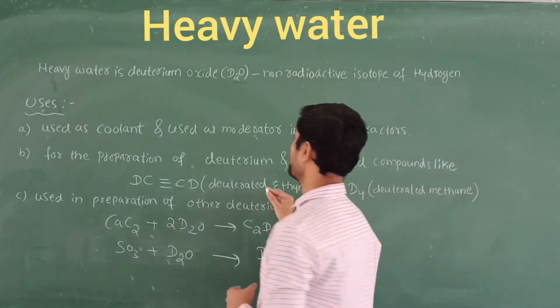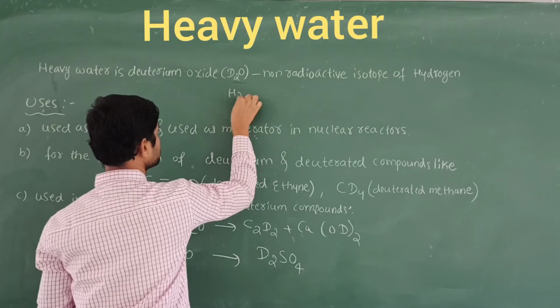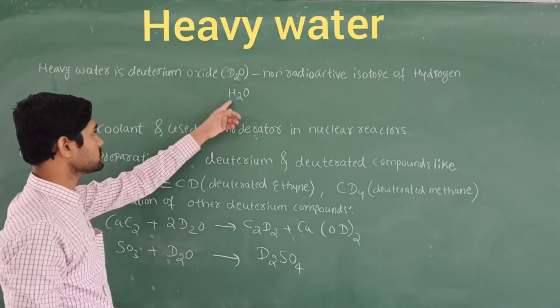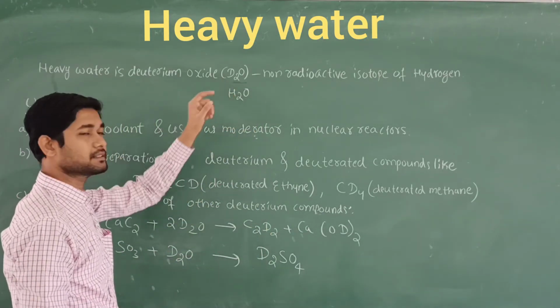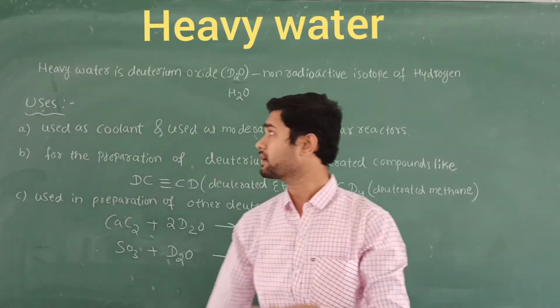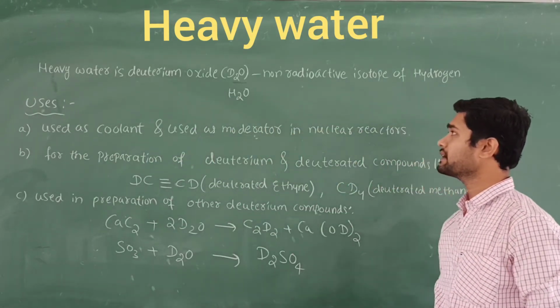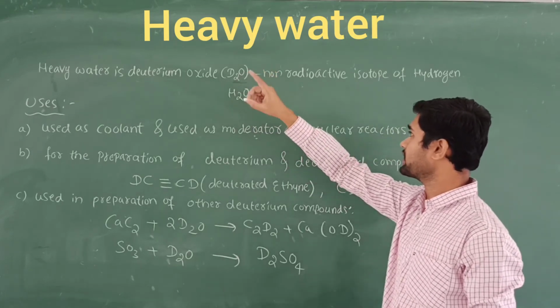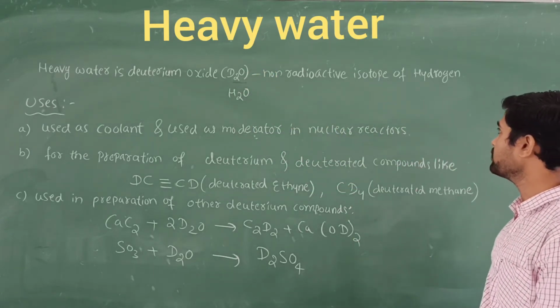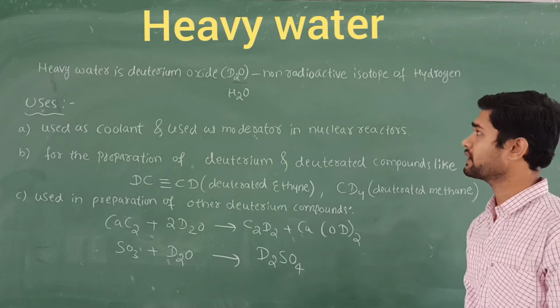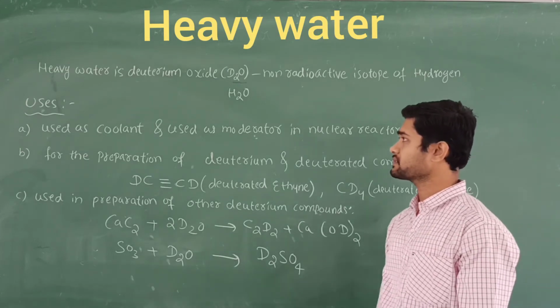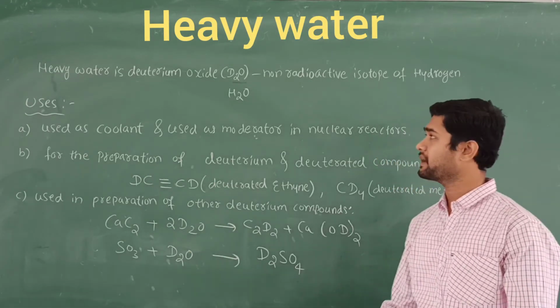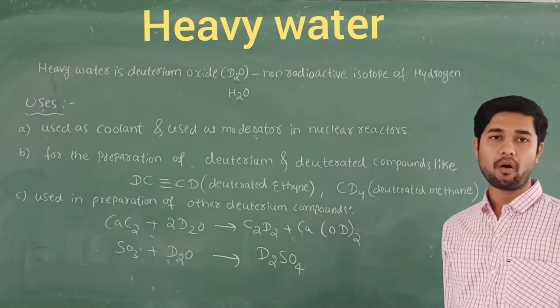If you write H2O, this is called normal water. If you write D instead of hydrogen, that stands for heavy water. Therefore, heavy water is deuterium oxide. It is a non-radioactive isotope of hydrogen that we have studied already.